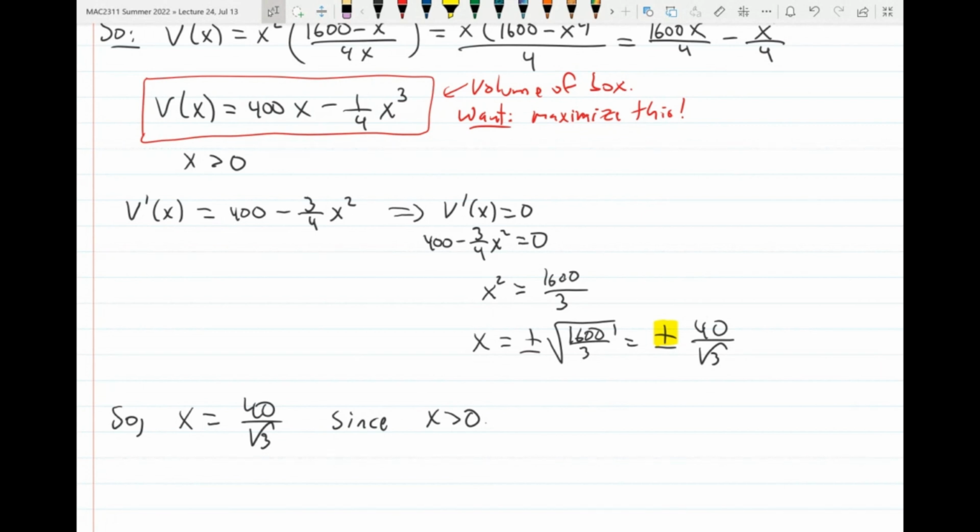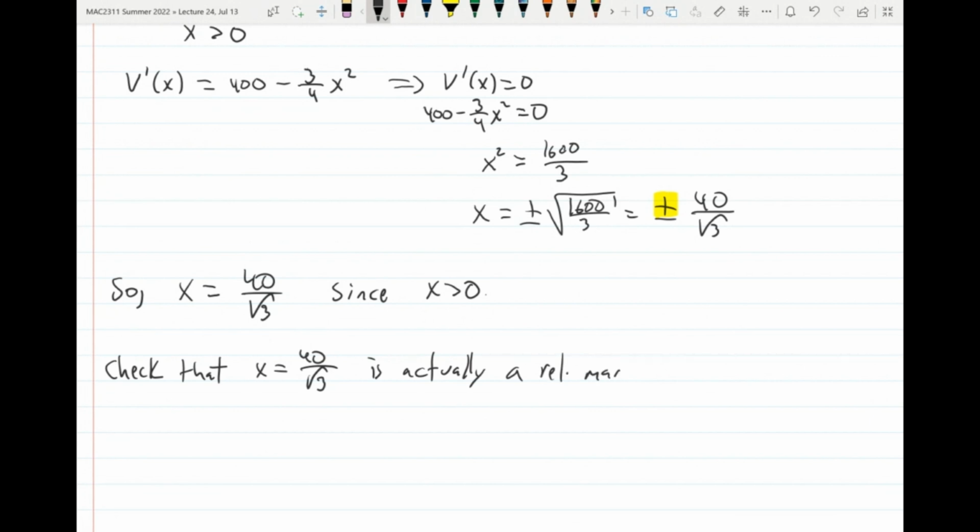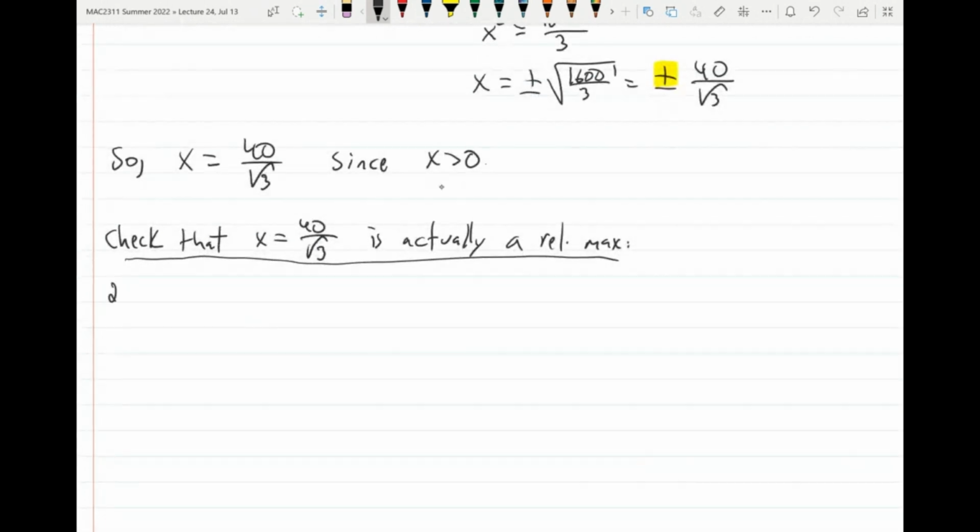And this is a very good problem to use the second derivative test because the second derivative here is very easy. When you have a polynomial, taking the derivative is very easy. The problem is when your function has fractions, radicals, then the second derivative becomes a nightmare. But here, it's very straightforward. So let's check that x equals 40 over the square root of 3 is actually a relative max. And for that, we're going to use the second derivative test.